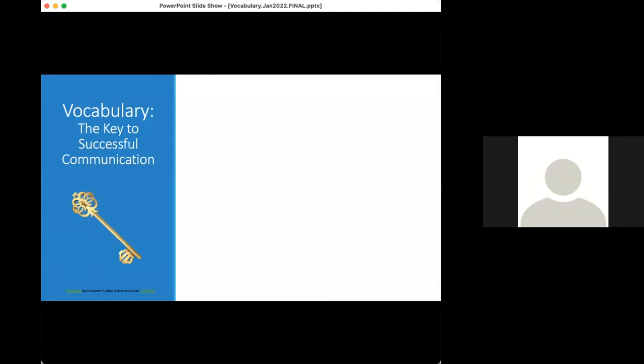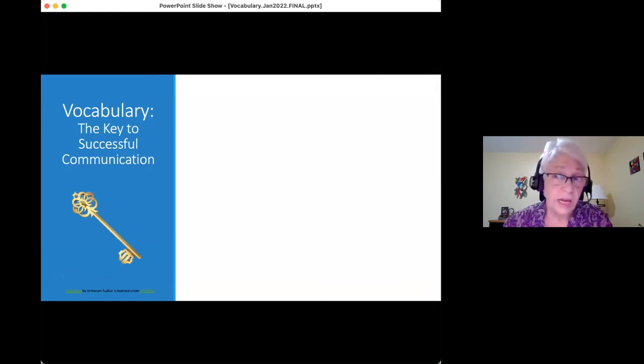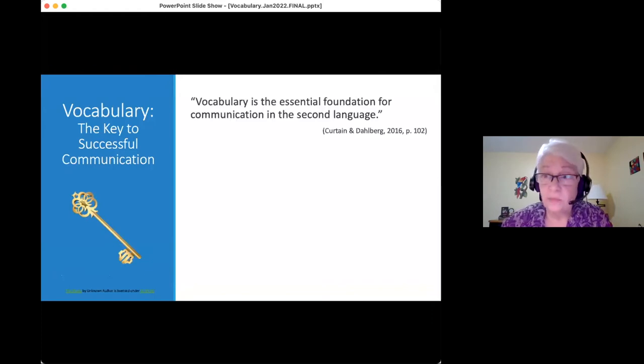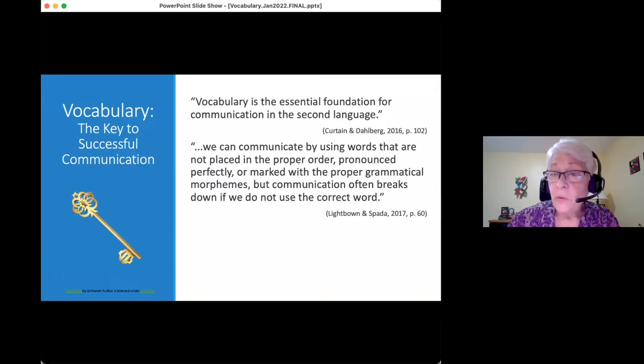Vocabulary is often referred to as the key to successful communication. And here are three different quotes that explain that idea. Starting with Curtain and Dahlberg's quote, vocabulary is the essential foundation for communication in the second language. Lightbown and Spada say, we can communicate by using words that are not placed in the proper order, that are not pronounced perfectly or marked with the proper grammatical morphemes, but communication often breaks down if we do not use the correct word.